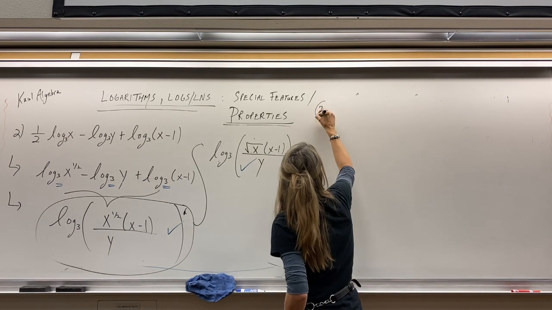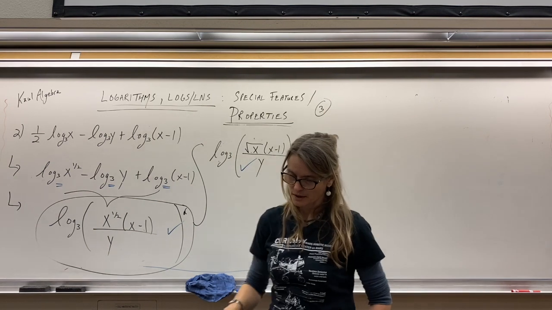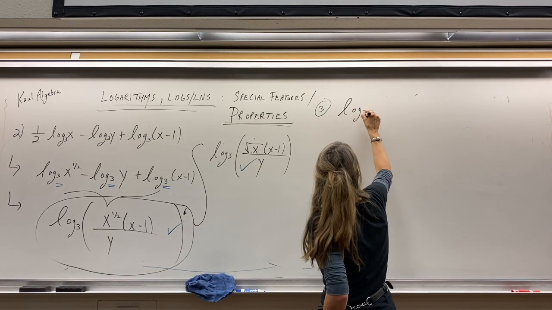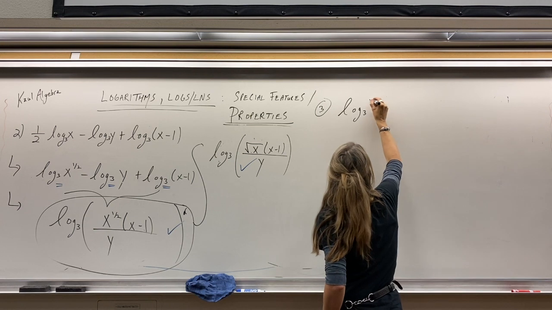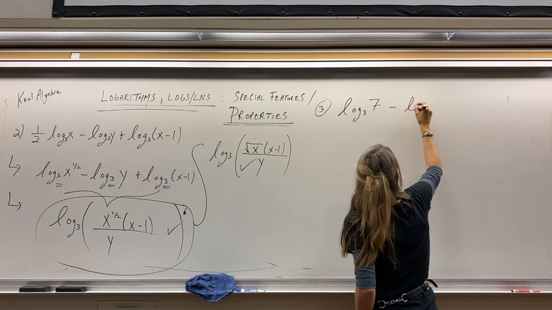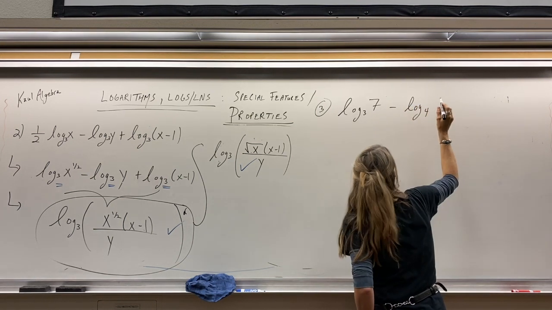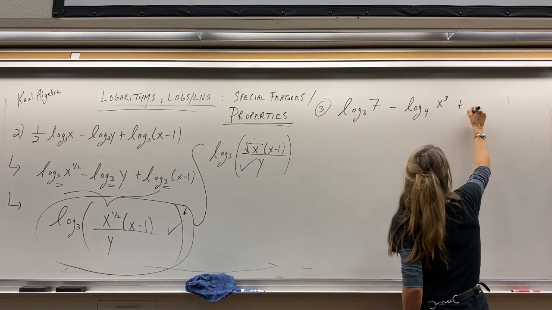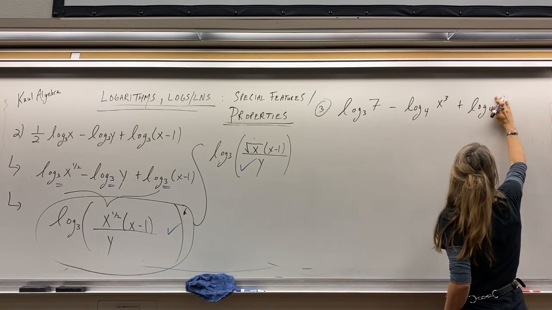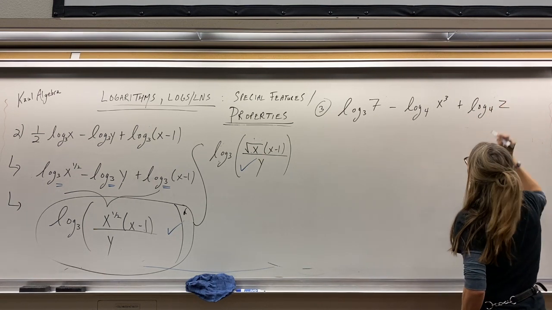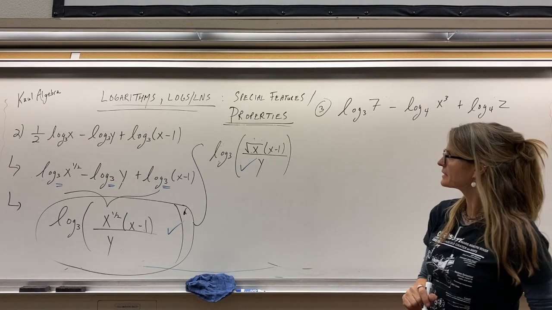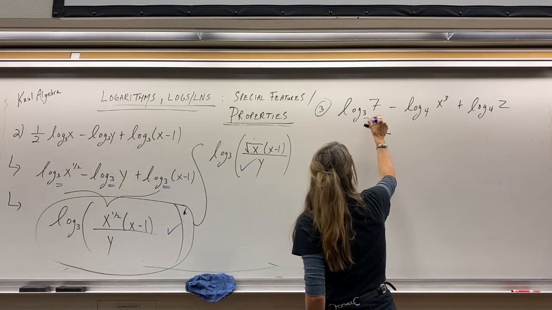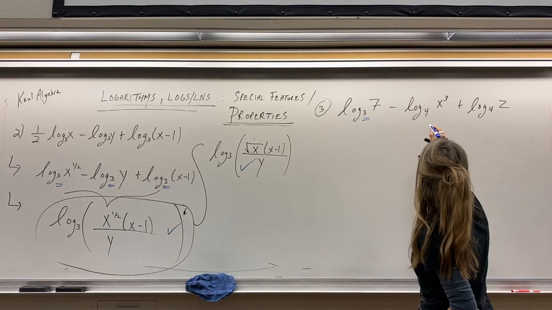Let's look at a third example on these types. If I had log base 3 of 7 minus log base 4 of x to the 3rd plus log base 4 of z. What I want to do here is notice that I have one base that's not the same as the others.